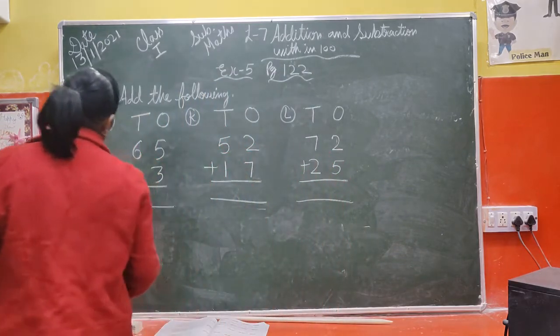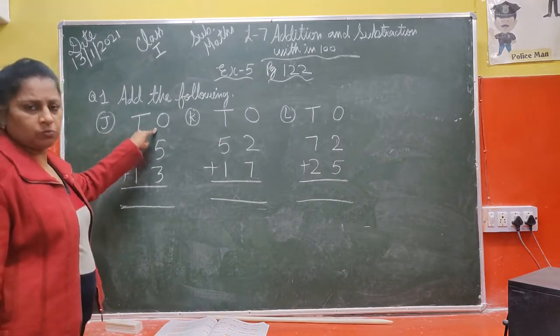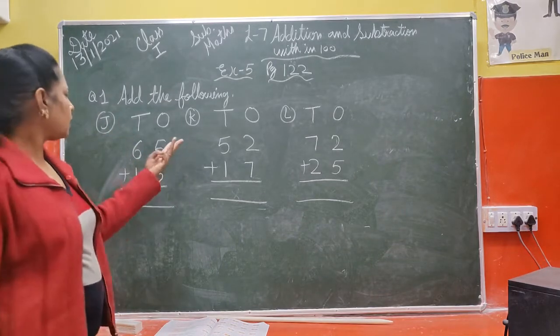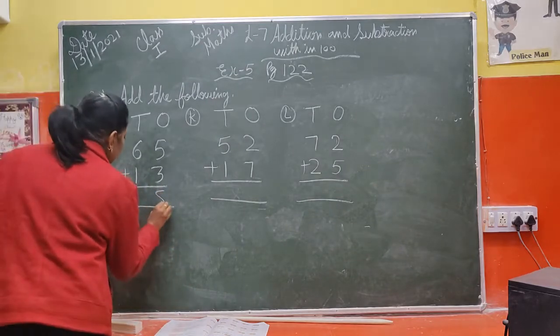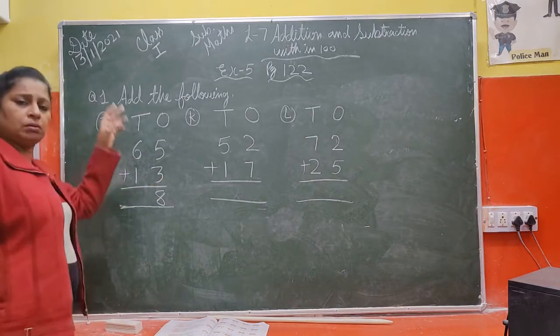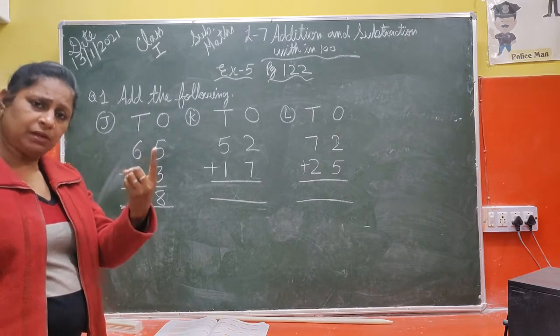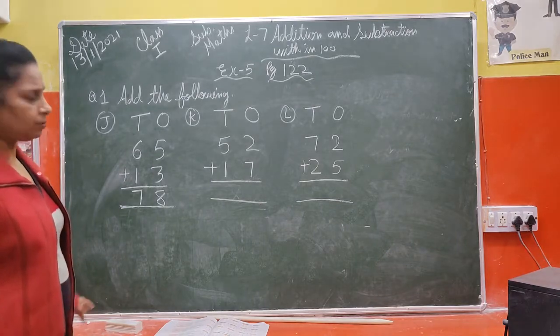Okay. So ones place and tens place, start always from ones place. So 5 in my mind and 3 in my finger. After 5, 6, 7, 8. 6 in my mind and 1 in my finger. After 6, 7. So answer is 78.